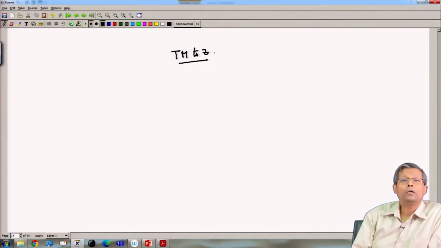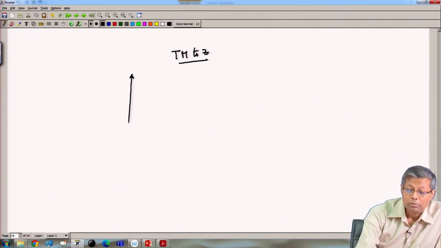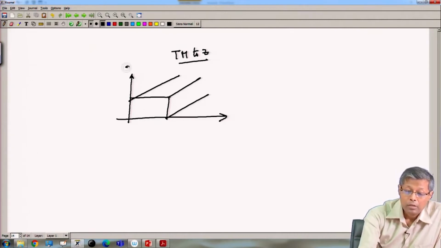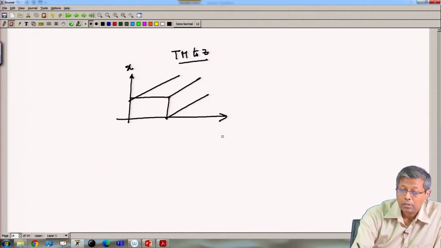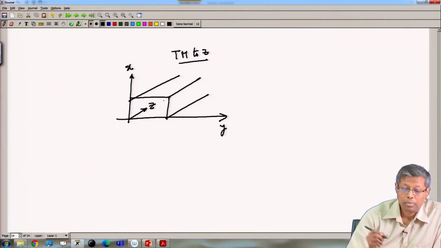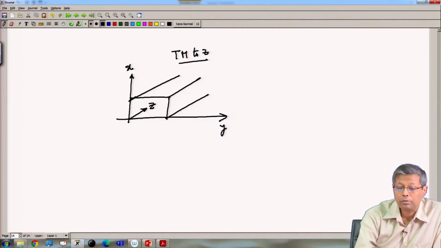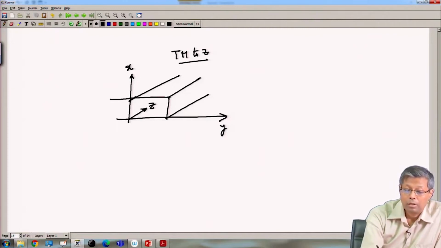The waveguide is bounded by conducting walls on all 4 sides. So, this is the waveguide. Let us call this direction x, this direction y, and this direction z, and let this dimension be a and let that dimension be b.